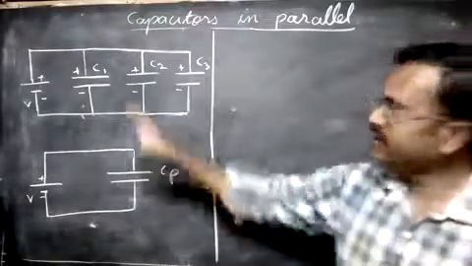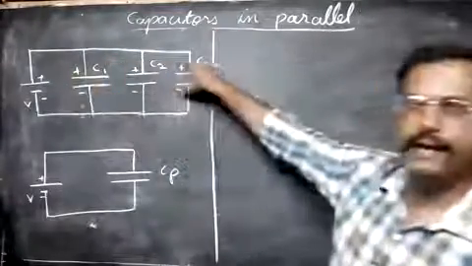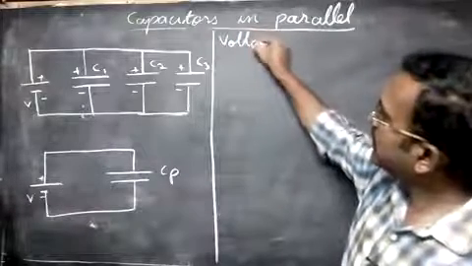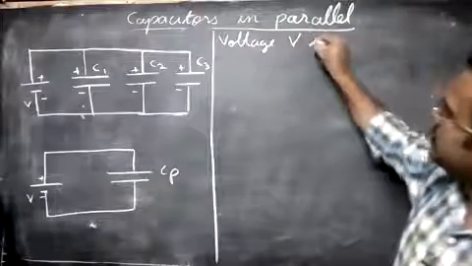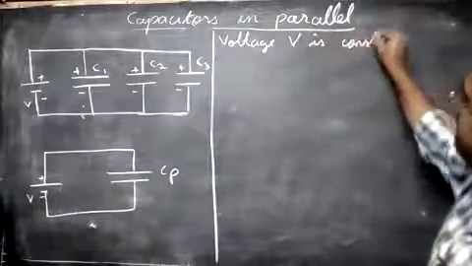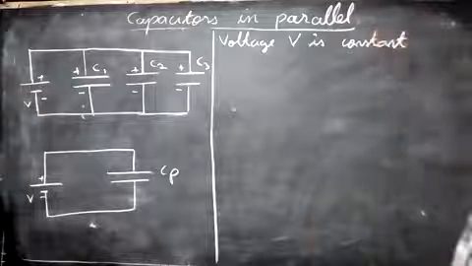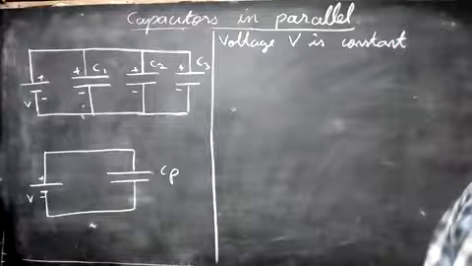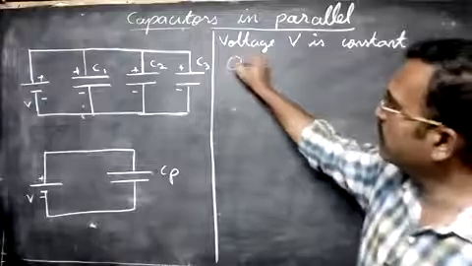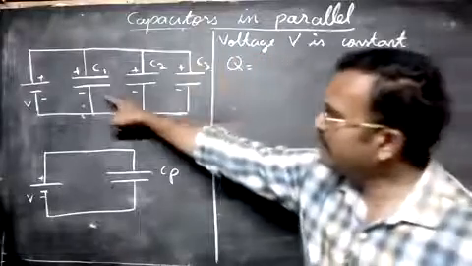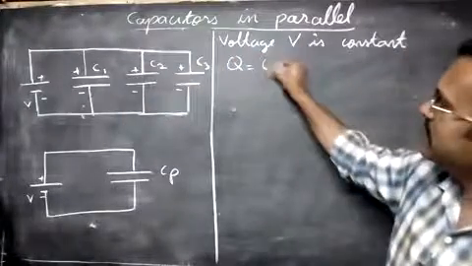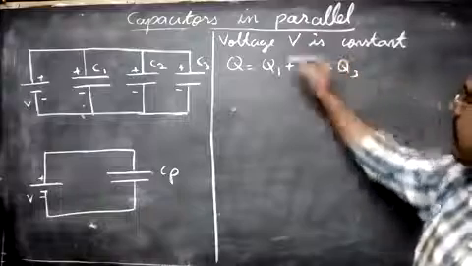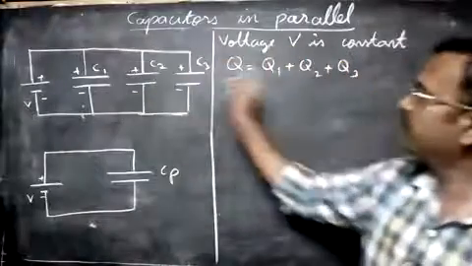Now we said this first: the voltage is constant here. In a parallel connection, voltage is constant. So the voltage V is constant in this case. Then what will change here? Charge changes. So the total charge Q is equal to, each capacitor will have different charges, Q1 plus Q2 plus Q3, because each capacitor will store different charges.